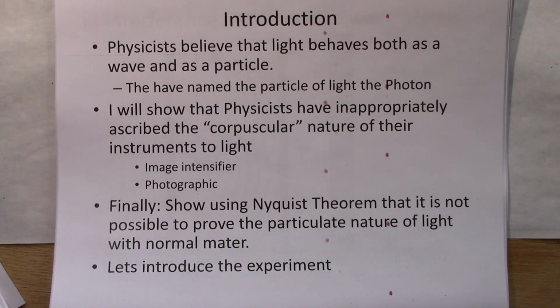Physicists believe that light behaves both as a wave and as a particle. They have named this particle of light the photon. I'll show that physicists have inappropriately ascribed the corpuscular nature of their instruments to light.